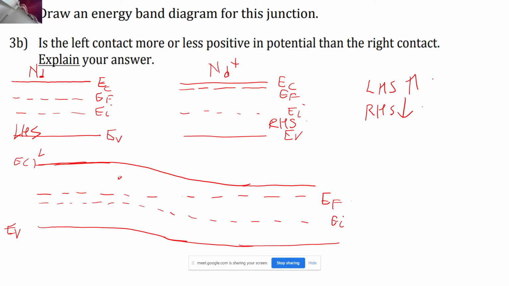So on the right hand side, my EF is still closer to EC as compared to the left hand side, correct. So that means the concentration of electrons on the right hand side is higher. So this is meeting one condition. Let's check the Fermi position with respect to EI. So EF is above EI on both the sides, on LHS as well as on the RHS, correct.